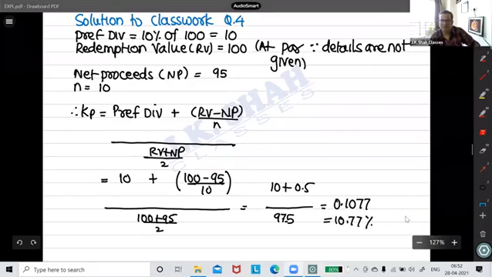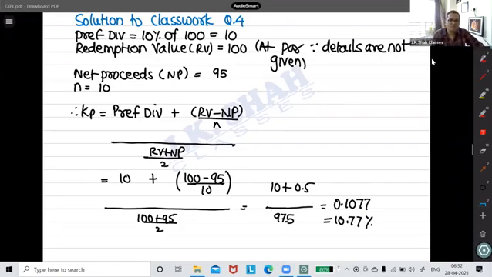10.77%. Oh, thank God. People, please follow certain common rules. Okay.